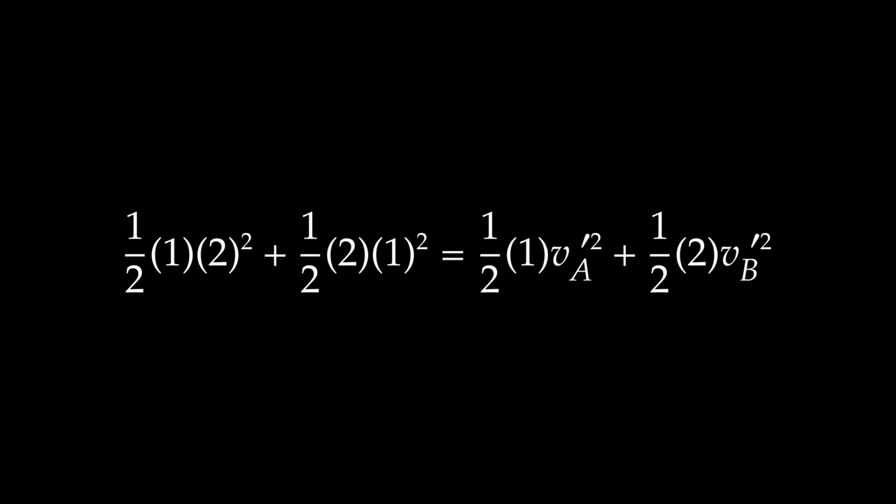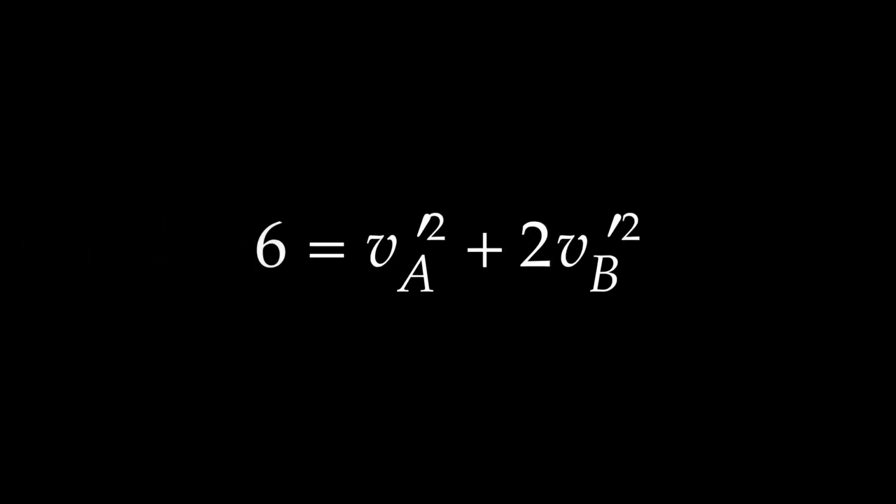So on the right-hand side, I have MA, which once again is 1, times VA prime squared, which is unknown, plus MB, which is 2, times VB prime squared, which is unknown. So once again, I have an equation that has the 2 unknowns in it, the final velocities of A and B after the collision, which is what I endeavor to find, to understand. And so I'm going to solve these 2 equations simultaneously.